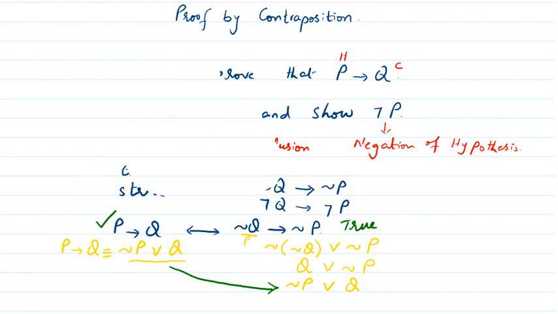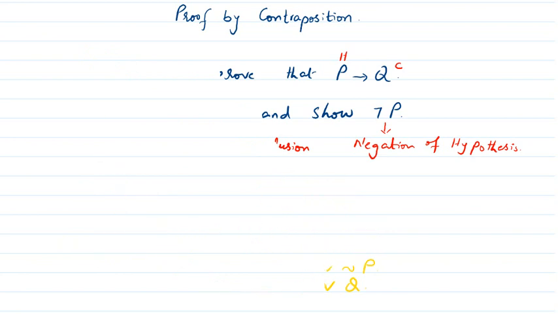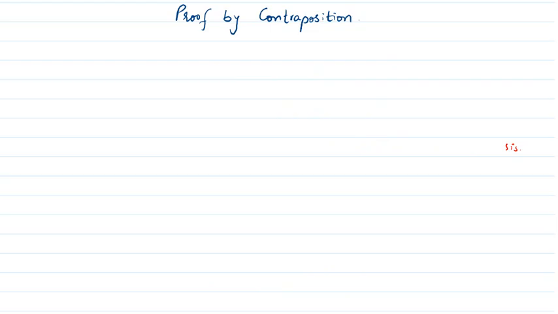Okay, let me first erase it. Starting with the first question here, the statement at hand is: if 7x plus 9 is even, then x is odd, right? So the statement at hand is of this form.